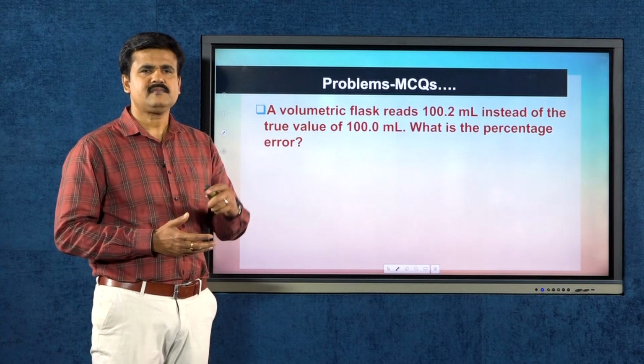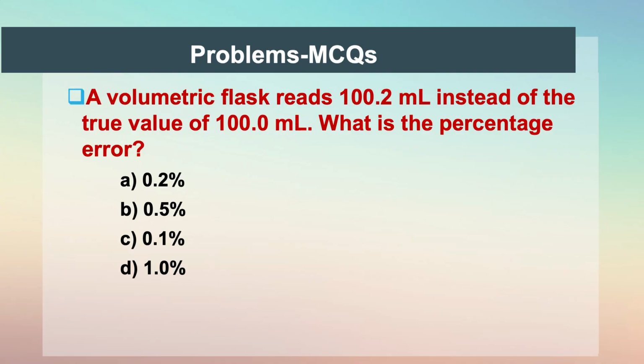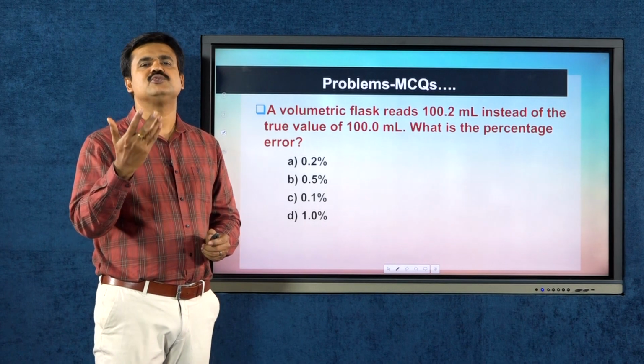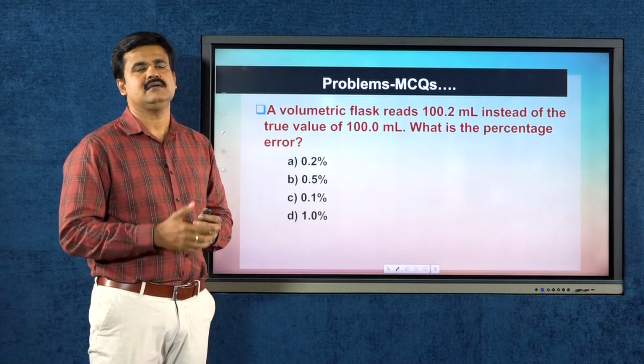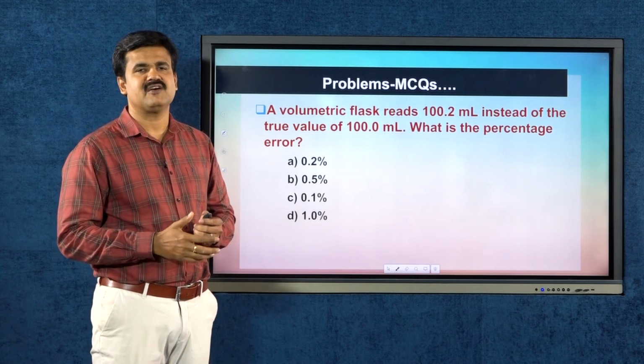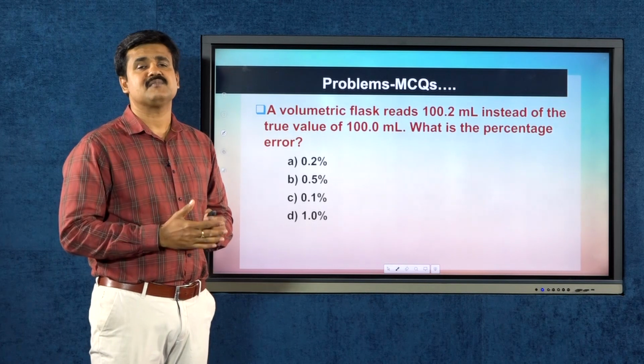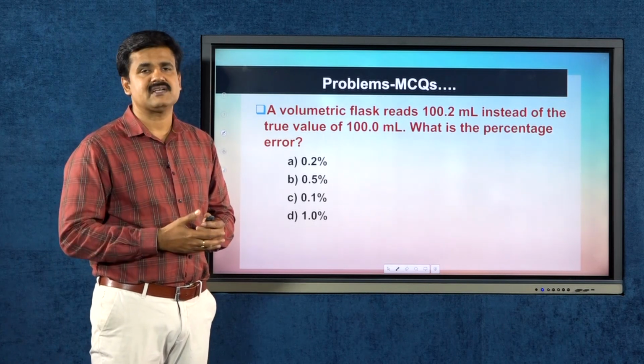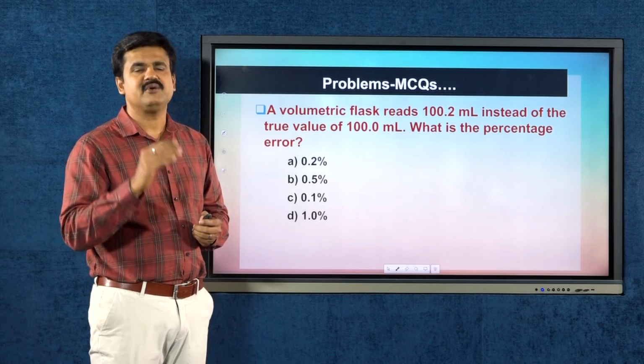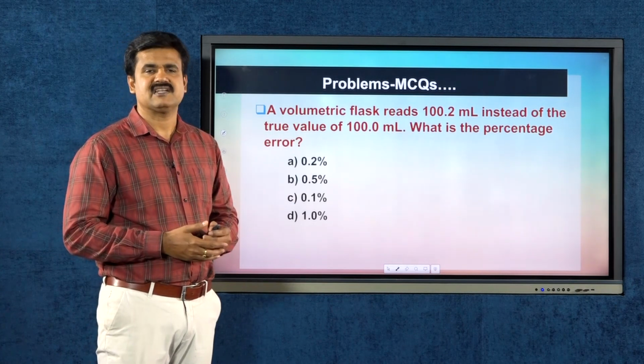Now, next question. A volumetric flask reads 100.2 ml instead of the true value of 100 ml. The question is about the percentage error. What is the percentage error? Options are here: 0.2 percentage, 0.5 percentage, 0.1 percentage, 1 percentage, etc. How to calculate the percentage error? First, you take the difference between the true value and the experimental value, take its modulus. That is nothing but the error, which is called absolute error. Divide absolute error by the true value and multiply by 100. You will get the answer to this problem.